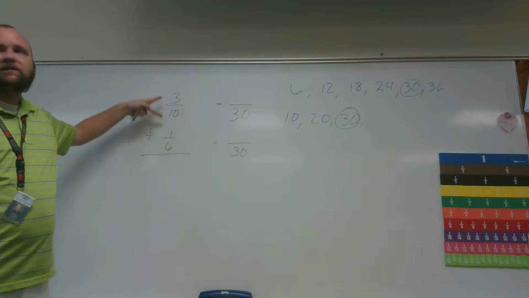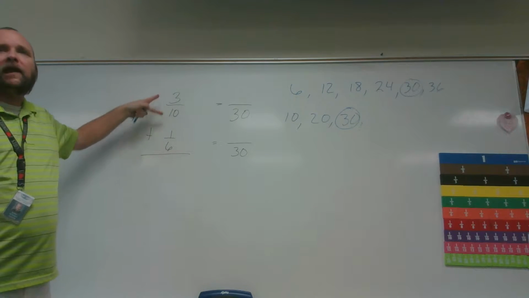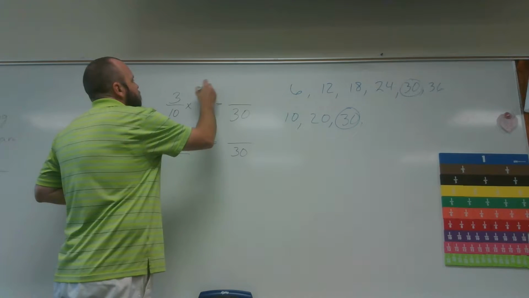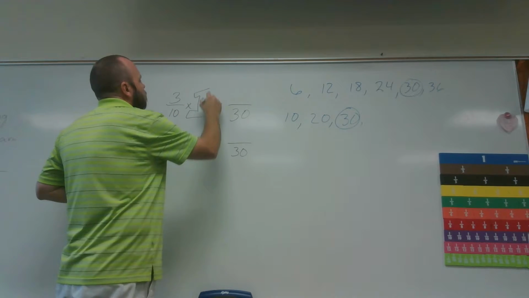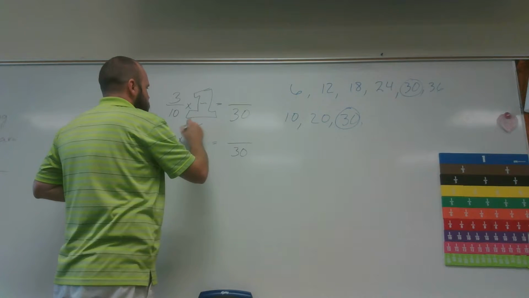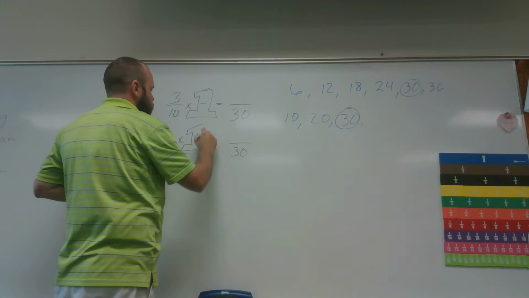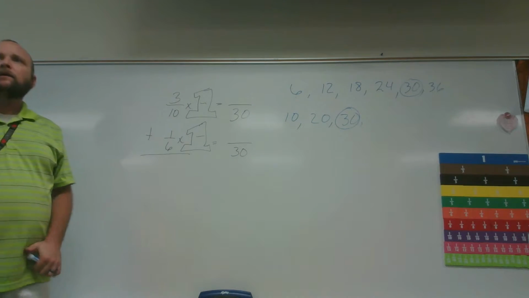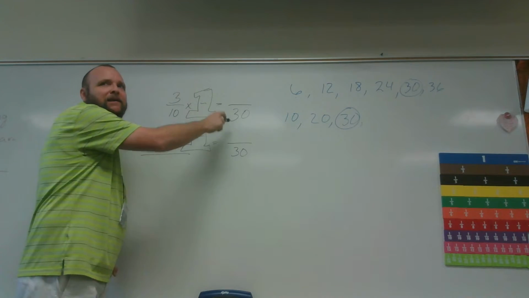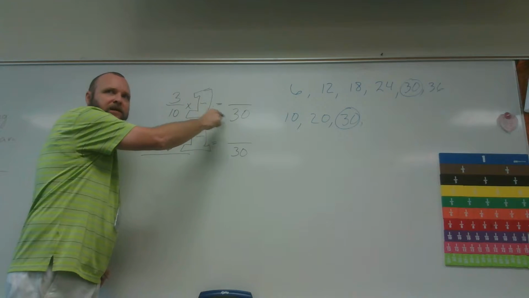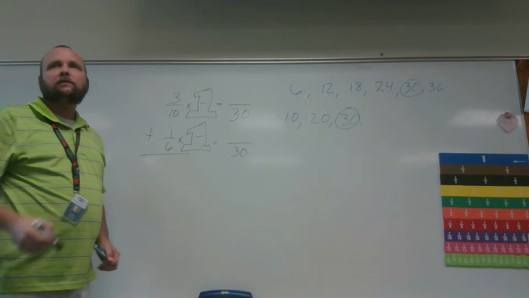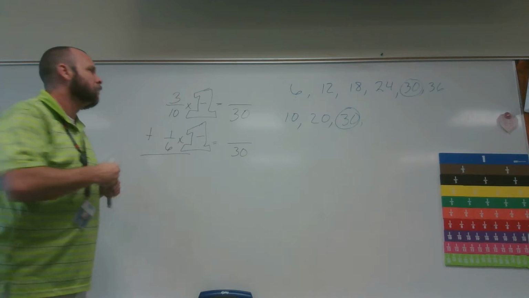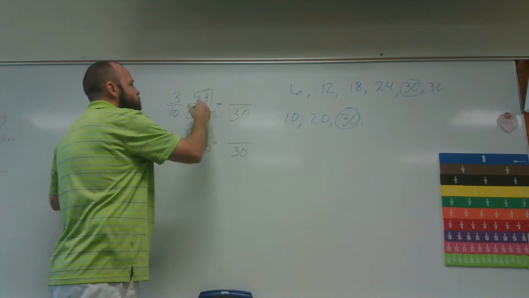Do either one of these already have a denominator of 30? No. Which means I need to multiply here. All right, Addie, what do you multiply by 10 to get 30? 10 times what gives me 30? 4. Try again. 10, 20, 30. 3. I was 1 off.